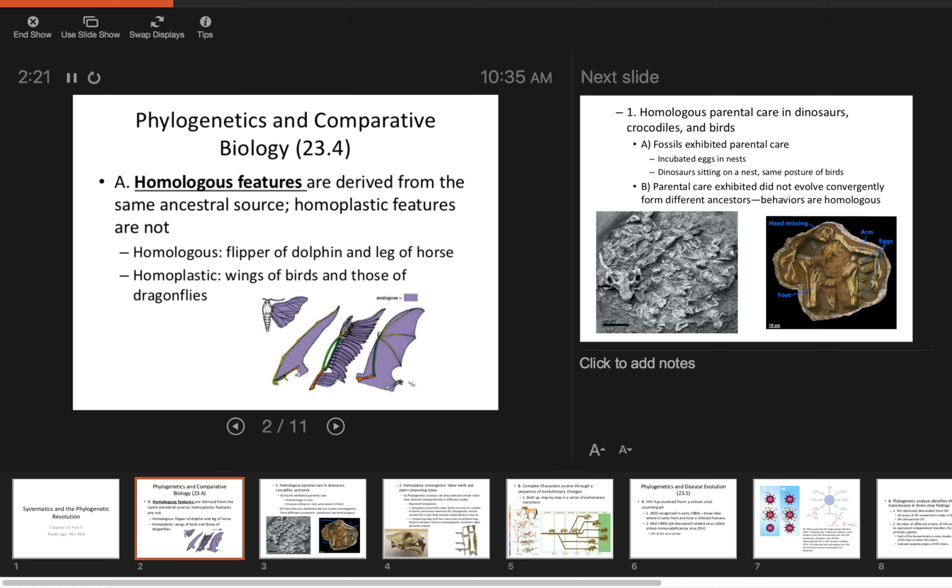Homoplastic. So they do not share the same ancestral source, but the functions are similar. So in this case, flight. The wings of birds to those of dragonflies or any type of insect, even bats, is slightly different. So they're highlighted purple showing analogous. There's that term analogous, which also means the same thing as homoplastic.